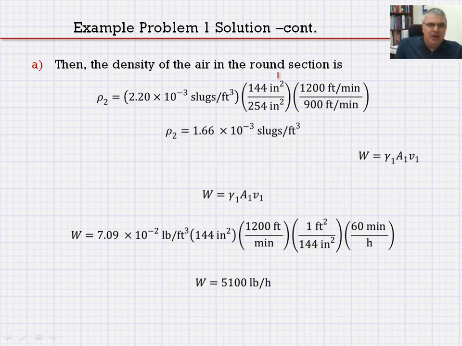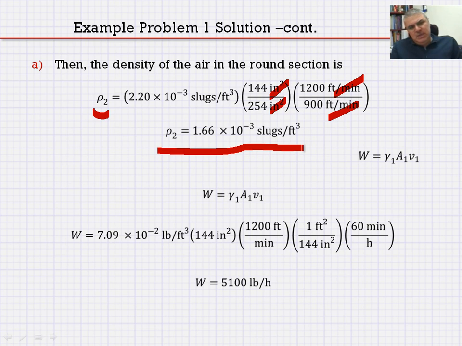The density of the air in the round section, rho sub 2, we can easily calculate using the equations. And we want to make sure that all these units cancel out, otherwise we are going to run into problems. This one would cancel with this. Feet per minute is going to cancel with feet per minute. This is all given in the problem. And then from here, rho sub 2 would be 1.66 times 10 to the minus 3 slugs per cubic foot.